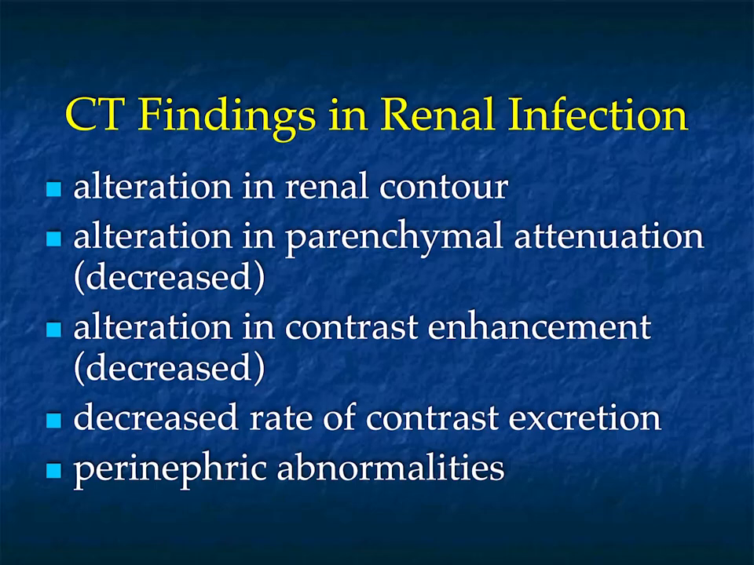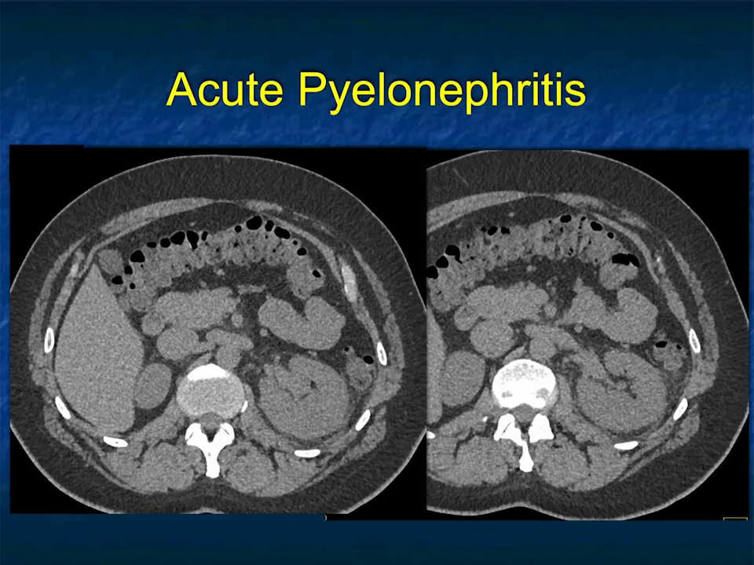And then perinephric or perirenal abnormalities. We commonly will see this. It's not necessarily the case. In the more severe infection, surely with abscesses, we're more likely to see changes in the perinephric space. With just a routine E. coli pyelonephritis, it's going to be less common.